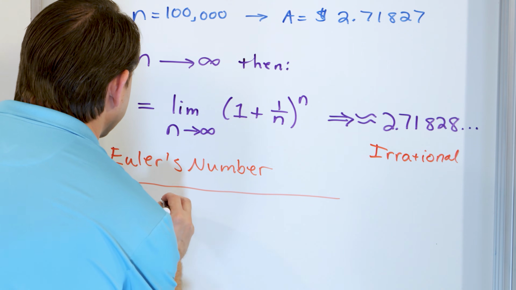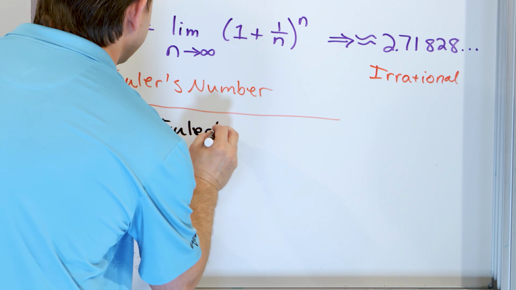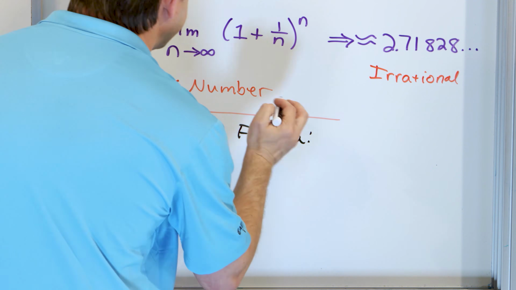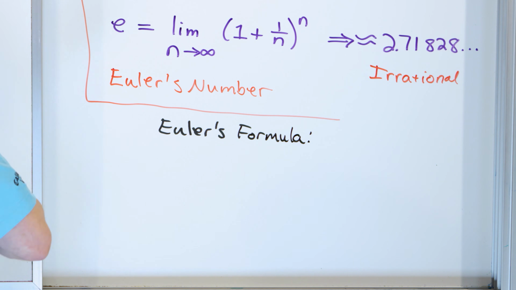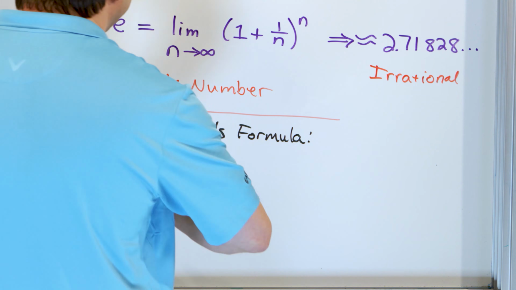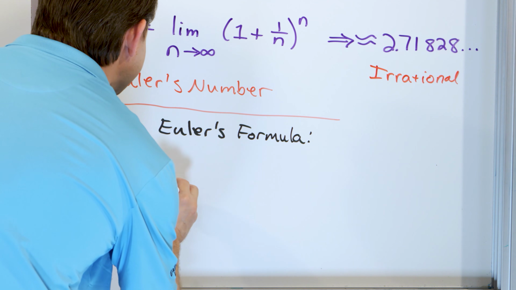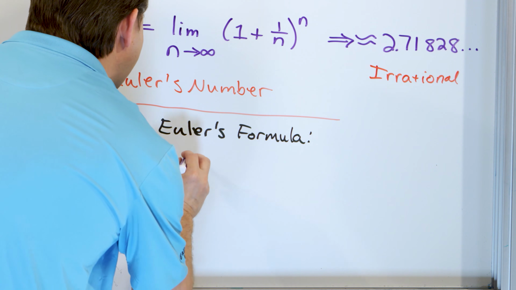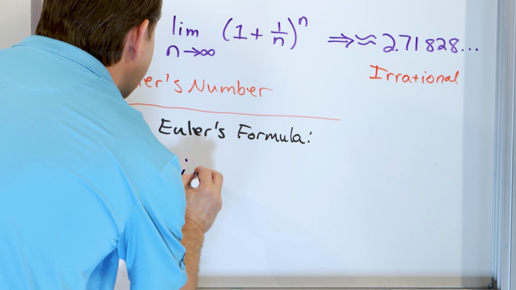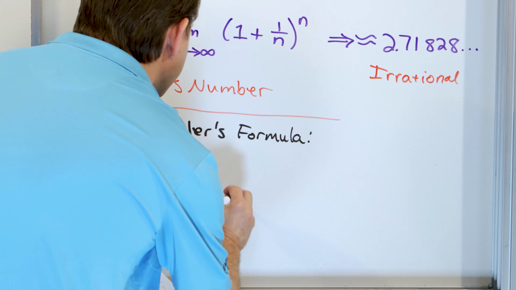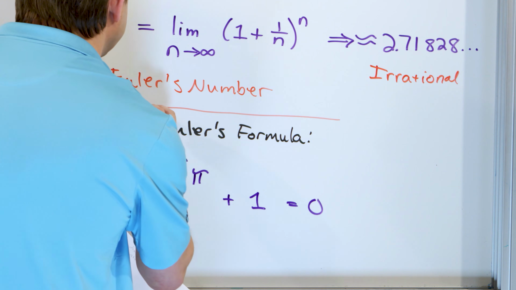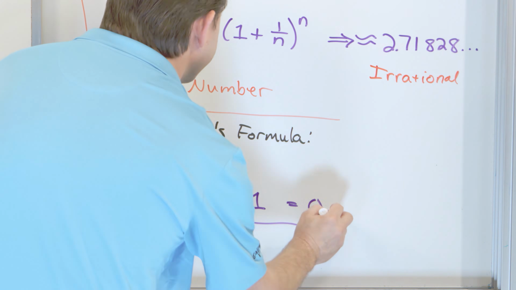It's called Euler's formula. We're not going to study it, but we're going to look at it. Okay, Euler's formula is the following. e, that beautiful number e that we just learned, to the power of i, which is the imaginary number i, times pi, plus the number 1 is equal to 0. This is called Euler's number.